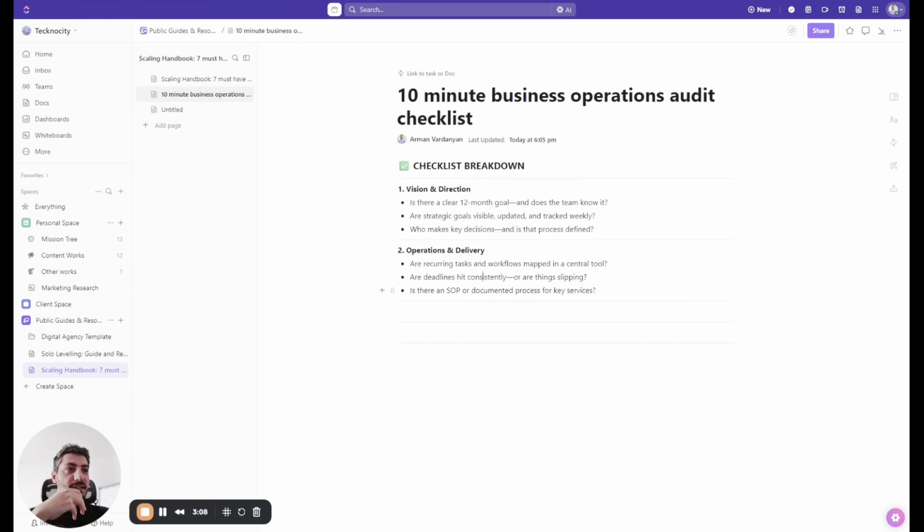So the last one is an SOP, or documented process, for key services. This is also very important because some companies lack unification. They lack alignment on what you say and what you tell your clients. If you're just a service-based company, your sales team will be saying one thing, customer support another one, and the reality of the production team is completely different. So you need an SOP and documentation of what we actually do on the service side for our clients.